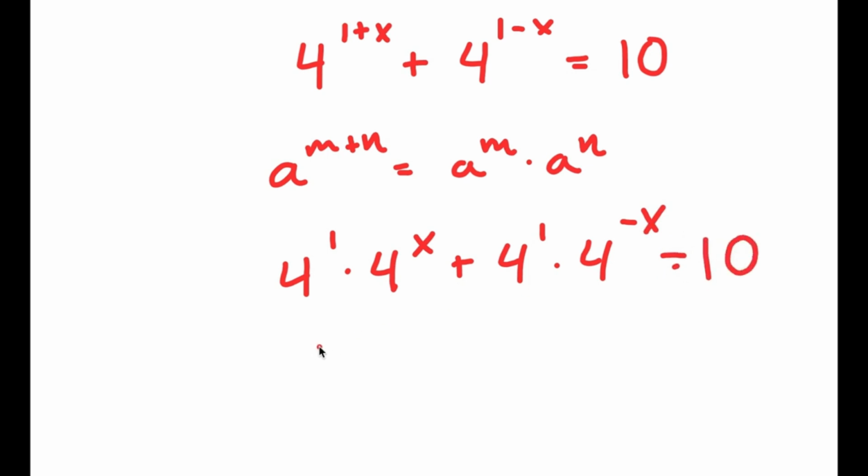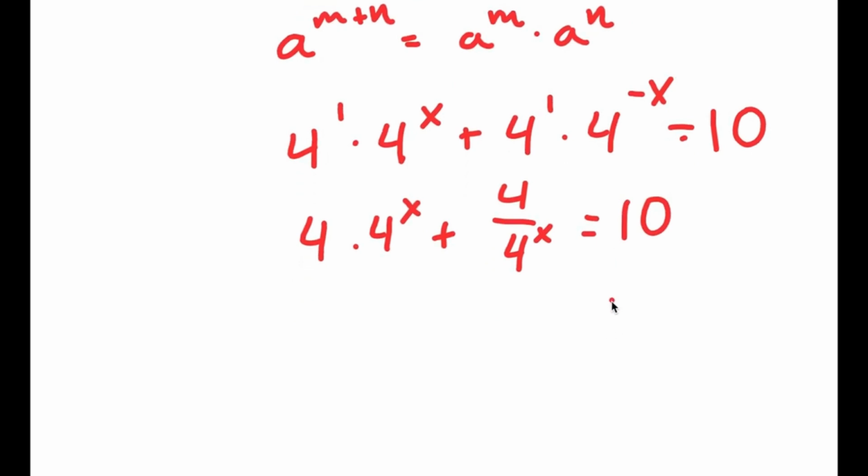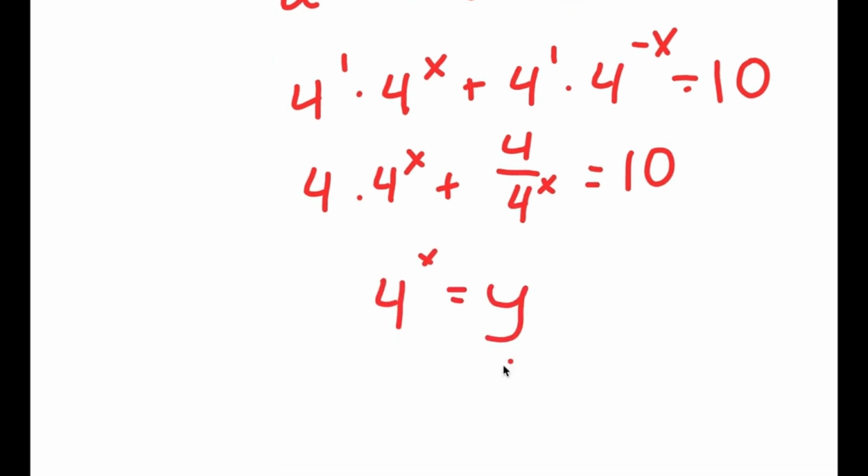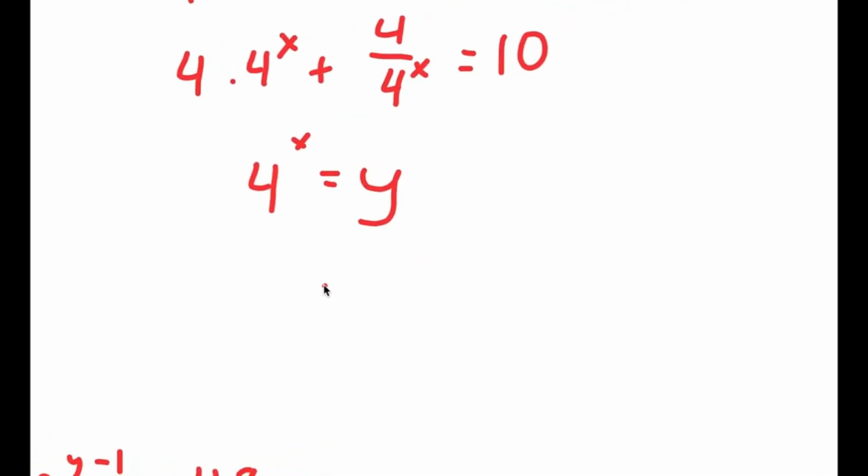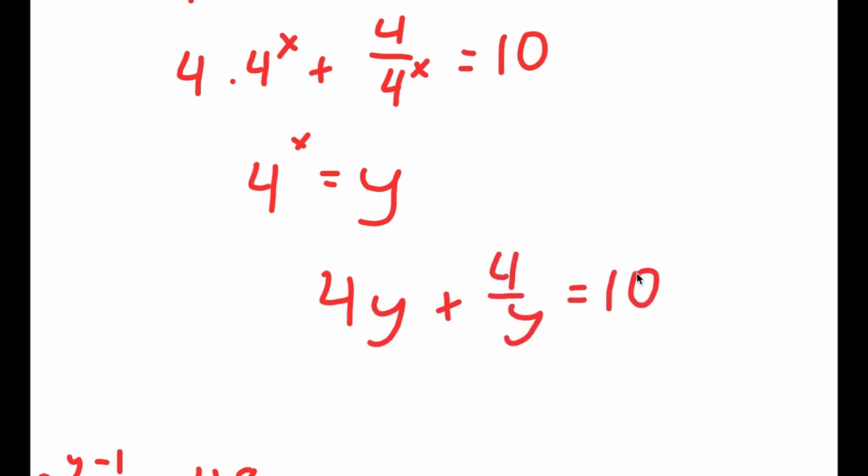Now I'm going to factor out 4 to the power of 1. Actually, before that, 4 to the power of negative x, that's the same thing as 1 over 4 to the power of x, and 4 times 1 over 4 to the power of x is going to be 4 over 4 to the power of x. So now, I'm going to let 4 to the power of x equal to the variable y. So now I have 4y plus 4 over y is equal to 10.